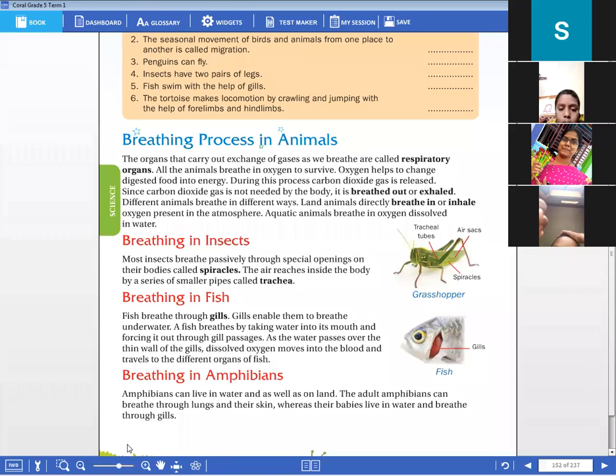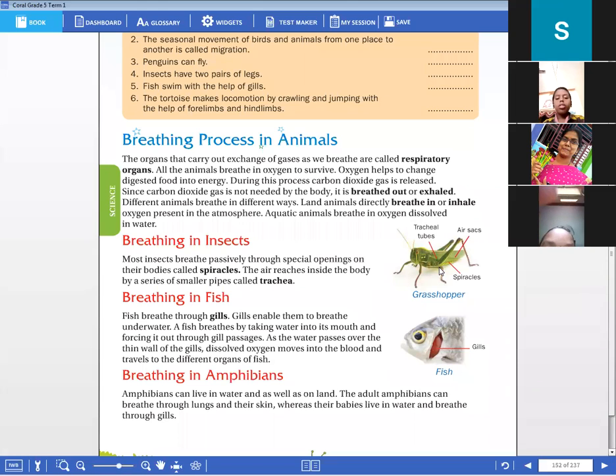Here, children, if you observe this insect, it is a grasshopper which has been given here. You can see spiracles all over the body. It has small pores, very small pores, children. Those are called spiracles. With the help of these spiracles only, they breathe in and breathe out, meaning inhale and exhale. The air reaches inside the body by a series of small pipes called trachea.